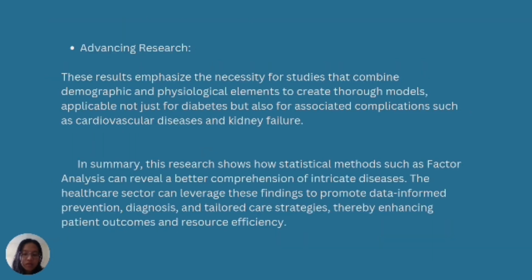By focusing on crucial metrics like BMI and glucose, healthcare systems can optimize resource allocation while advancing research on diabetes and related complications. This data-driven strategy promises better prevention, diagnosis, and enhanced patient outcomes.